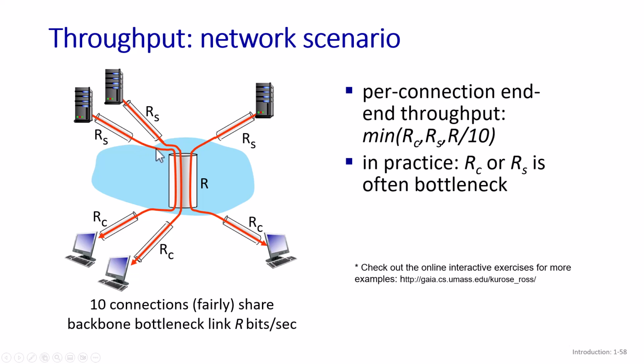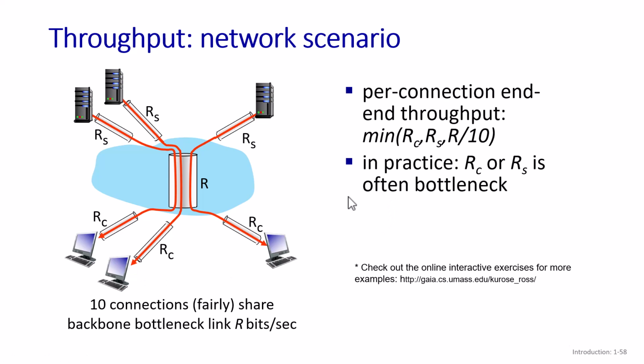So the throughput we can reach from, let's say, this server to this host is the smallest of these 3 links. There's one link over here, another link over here, which has a capacity of R over 10, actually R over N, but in this case we have 10 servers, so this is R over 10, and then we have a capacity of Rc. So the smallest capacity will determine the throughput for this link, and it is the same for all other connections.